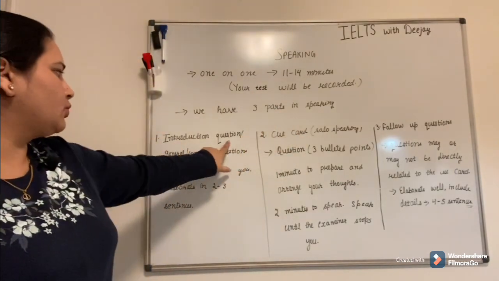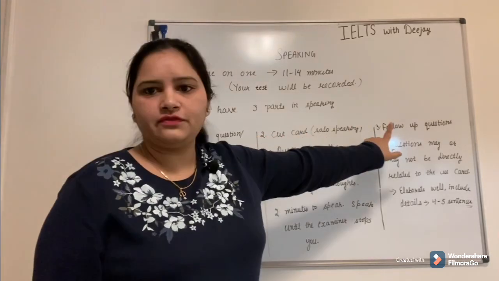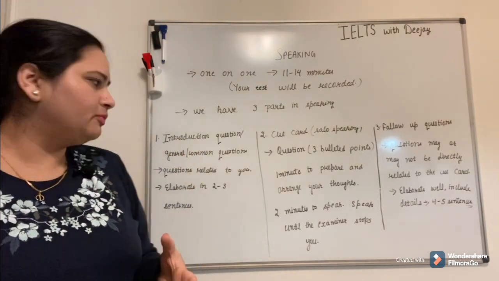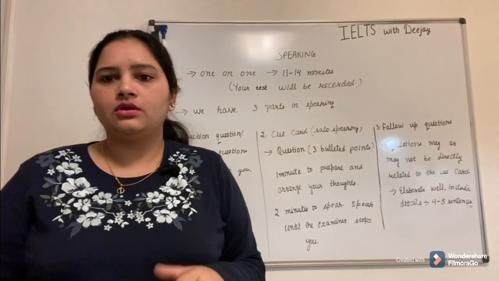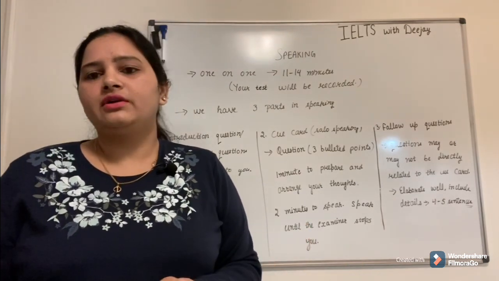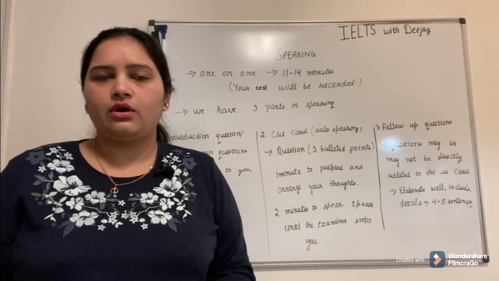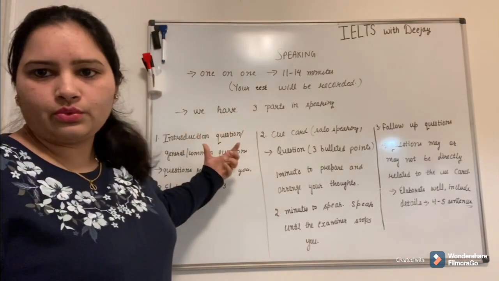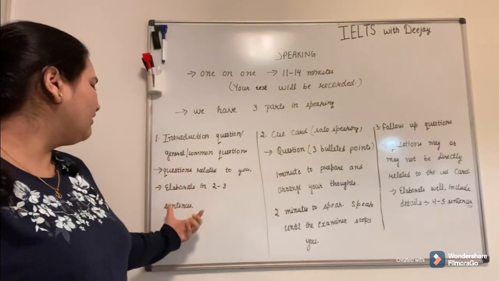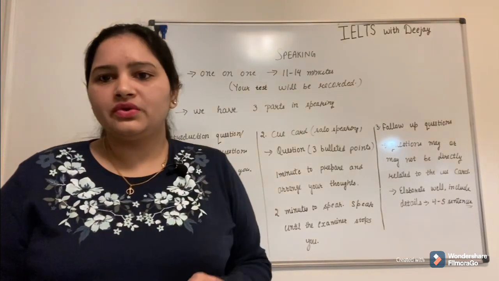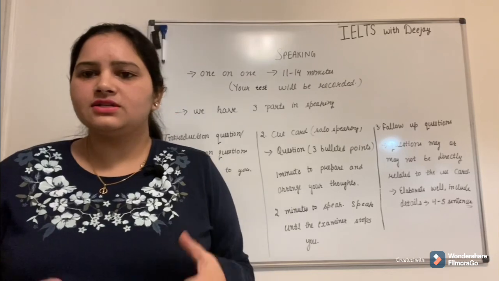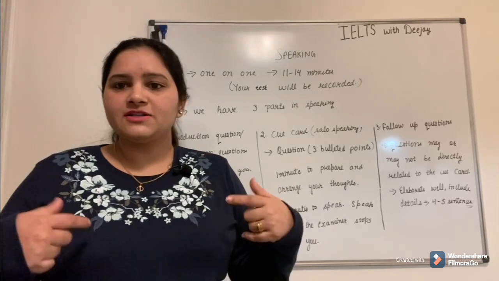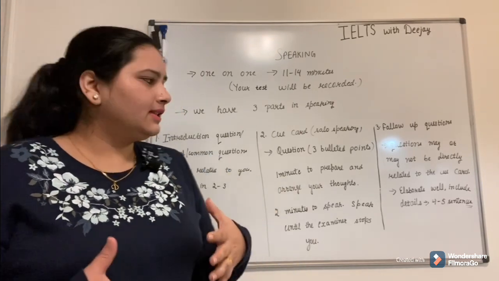We have three parts in speaking. The first is the introduction questions, second is the cue card, third is follow-up questions. Introduction questions are general or common questions which are related to you, maybe something you like, your studies, your work, and whatever things you do in your day-to-day life or related to your likings and dislikings. All these things will be there in the introduction questions. After that, we have to elaborate these questions in 2 to 3 sentences. Do not elaborate a lot because these are just introduction questions.